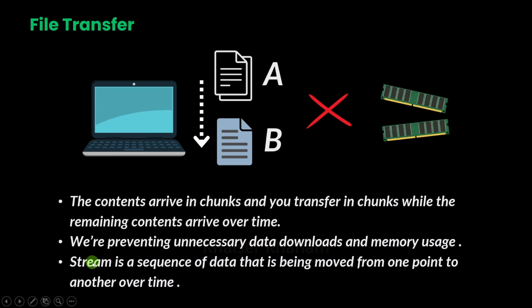So a stream is nothing but a sequence of data that is being moved from one point to another point over time. But now you might have a question: how is this sequence of data moved from one point to another? For that, we should understand buffers, which we are going to see later, and using buffers, the sequence of data will be moved from one point to another.